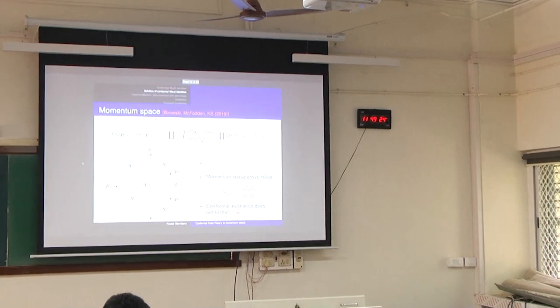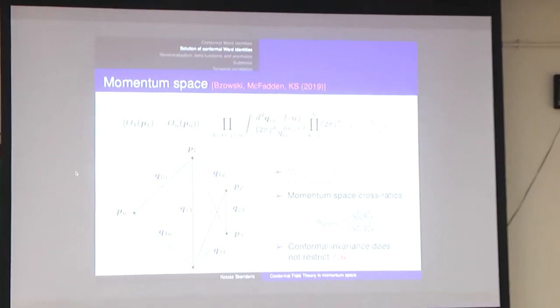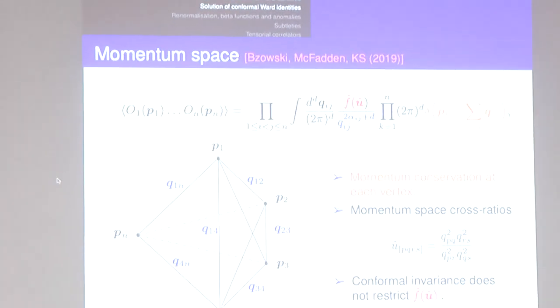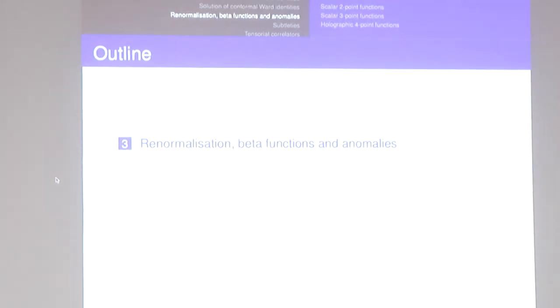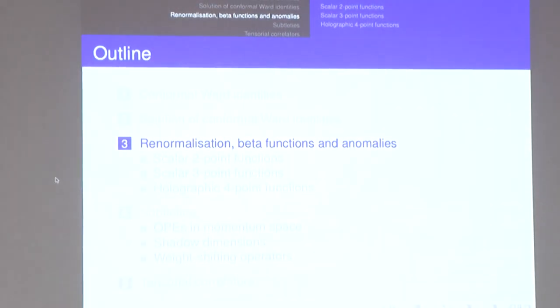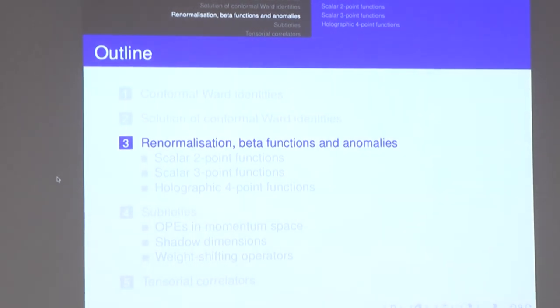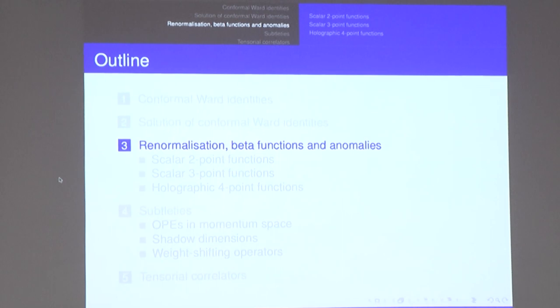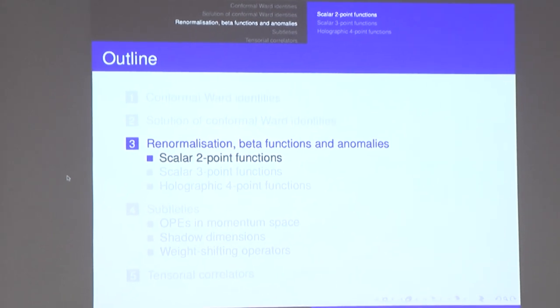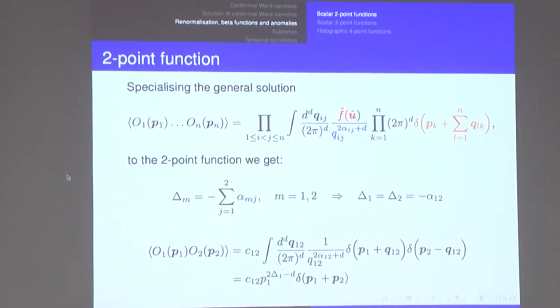So we were here, so this was a general solution. Now we're going to start discussing issues of renormalization, beta functions, and anomalies. This is also going to give us a little bit more understanding of this simplex representation. So let's first start with the simplest case, the two-point function.